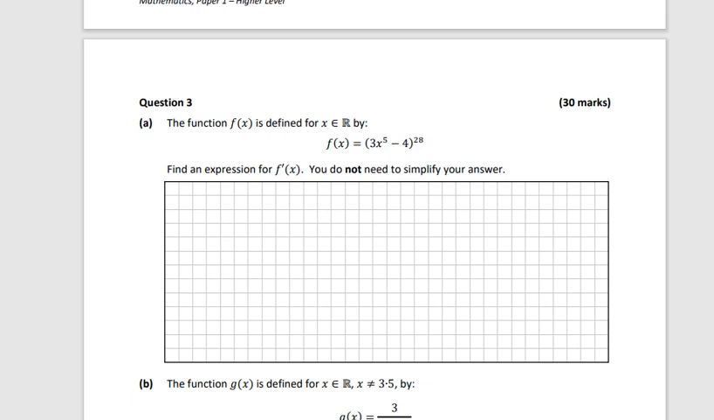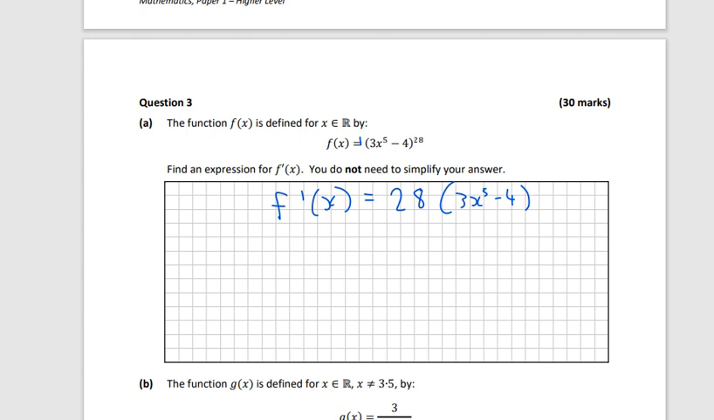Hi folks, this is question 3. It's differentiation, so we just have to differentiate. So f dash x is equal to, it's going to be chain rule. I'm going to do the 28, which is their power, multiplied by a 1 that would be in front. And so we're going to get 28, and then 3x to the power of 5 minus 4. And then chain rule applies.